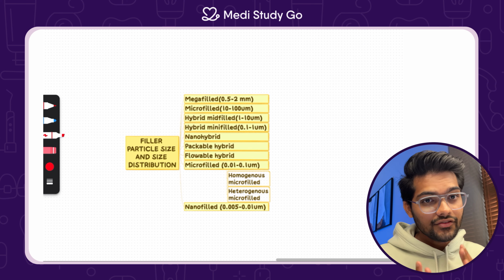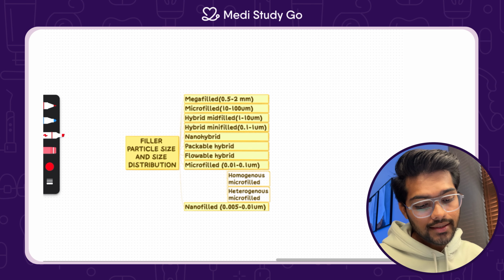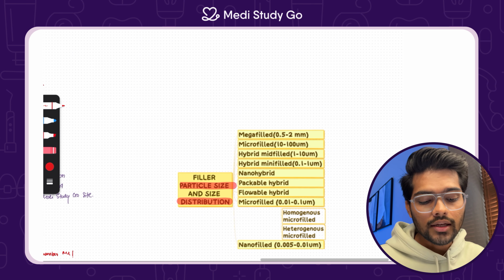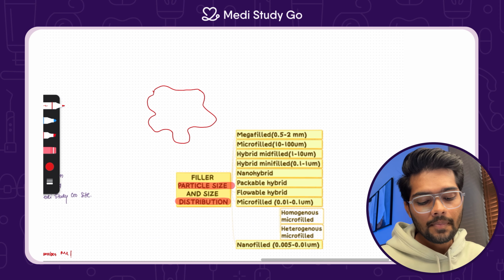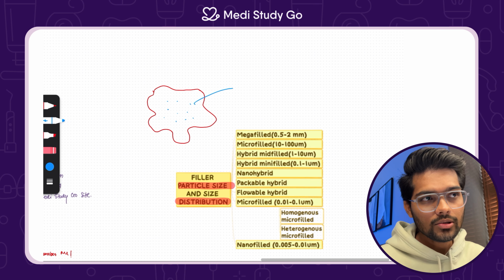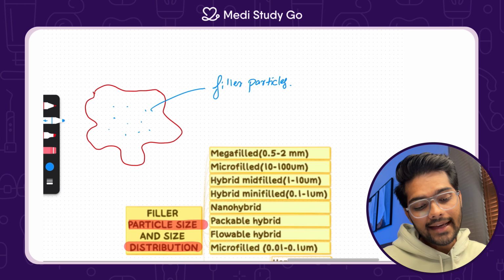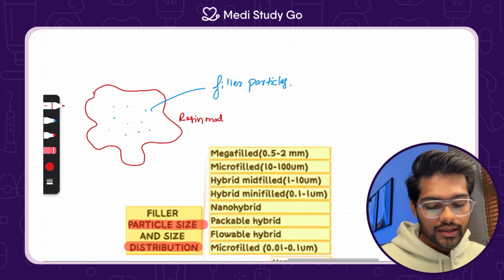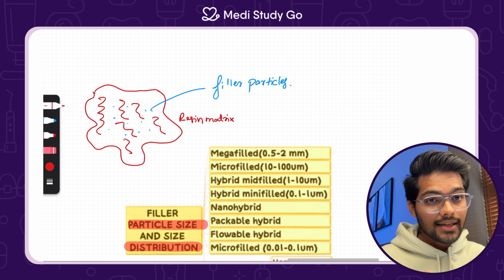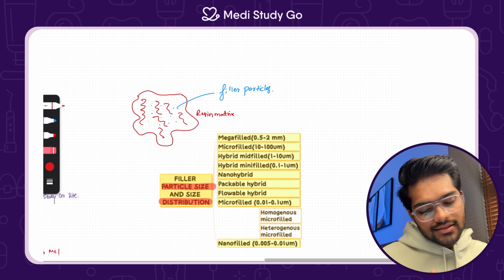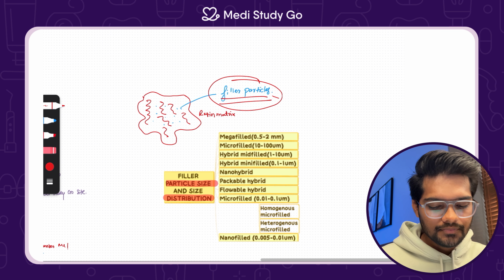So let us start with the first type, which is the filler particle size and size distribution. Now this is the most important type, and we all know that composite basically has a resin matrix and has filler particles distributed all over it. So composites can be classified by the size and distribution of these filler particles.